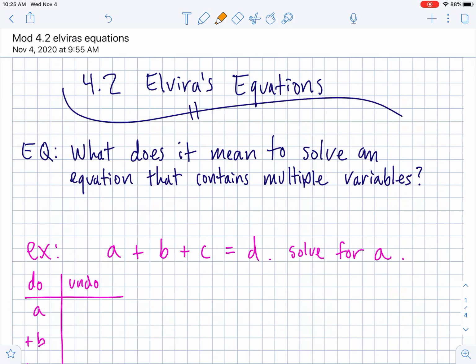All right, AGS1, we're back with 4.2, Elvira's equations. So fitting for spooky season, which I guess is technically over, but whatevs. The essential question today: what does it mean to solve an equation that contains multiple variables?